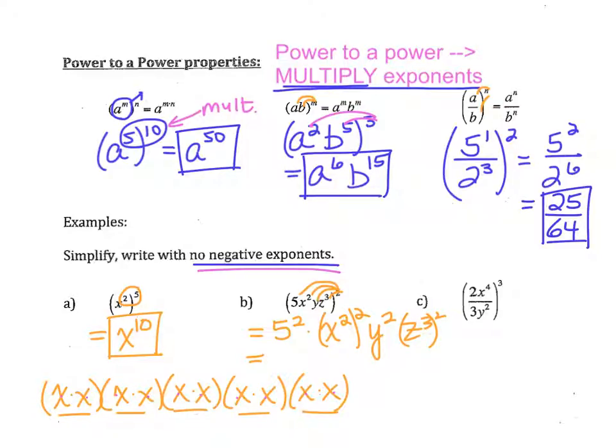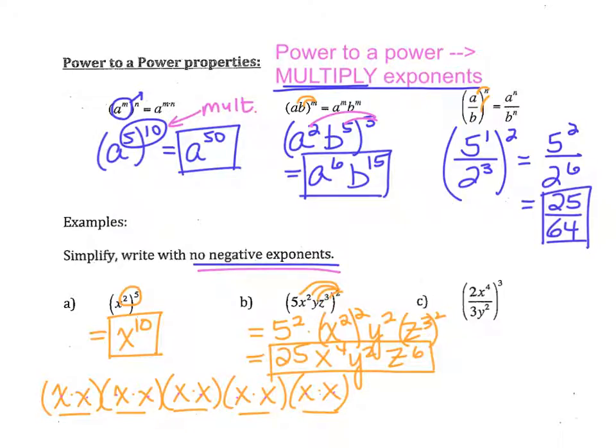That makes it 25. X to the power to a power, you multiply, make it x to the 4th. Y squared. And then power to a power, 3 times 2 is 6. So 25, x to the 4th, y squared, z to the 6th.